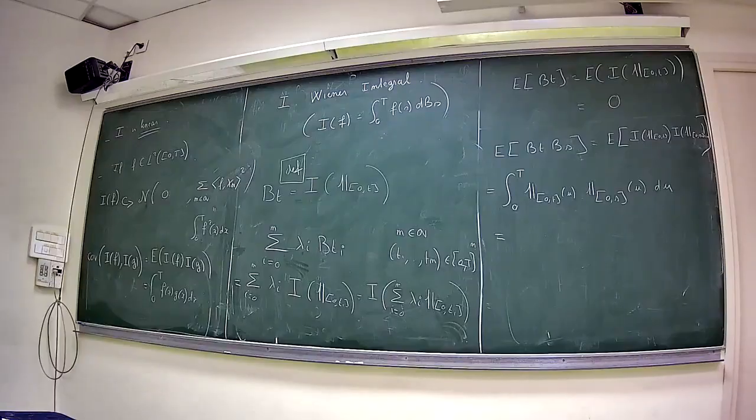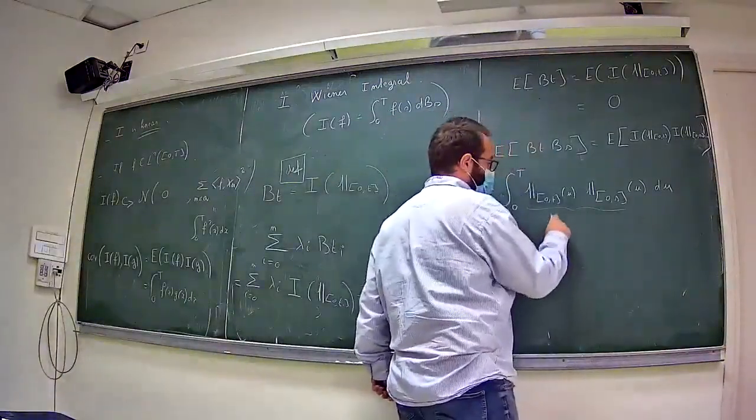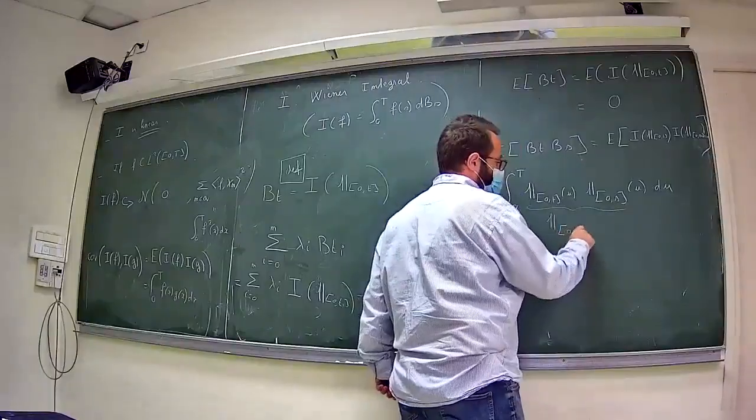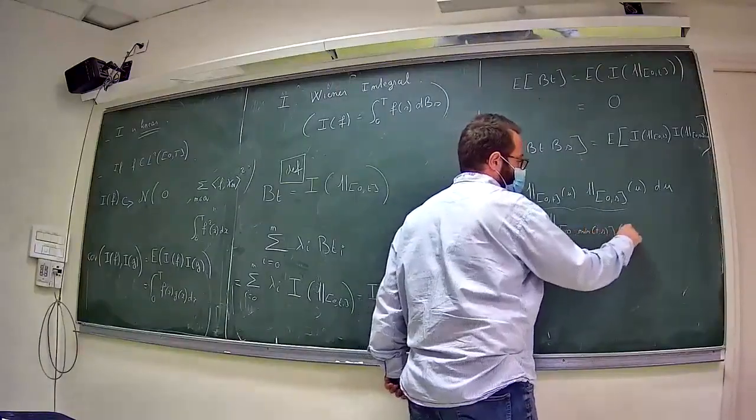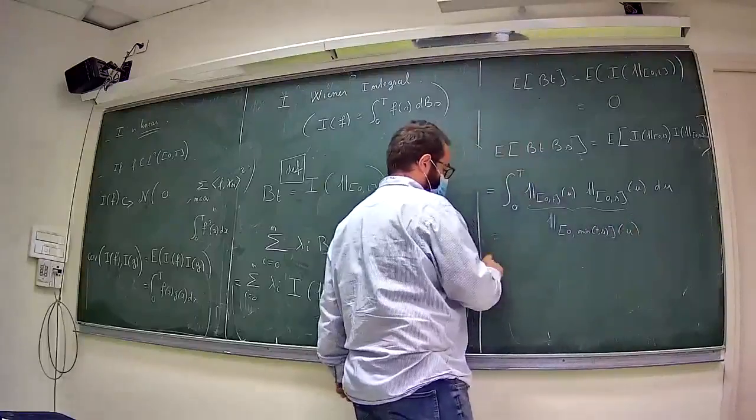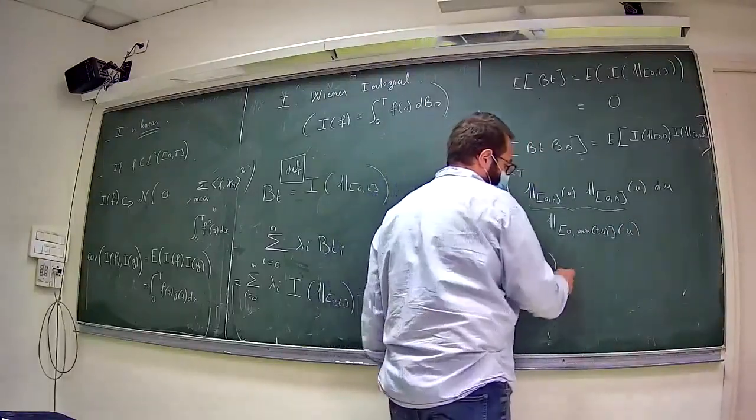Or what is the product of the indicator functions? It's the indicator function of the intersection. And what is the intersection in this case? Well, it depends on the smaller one, but in any case, this is the indicator function of 0, the minimum between T and S. At the end, I have the minimum between T and S.